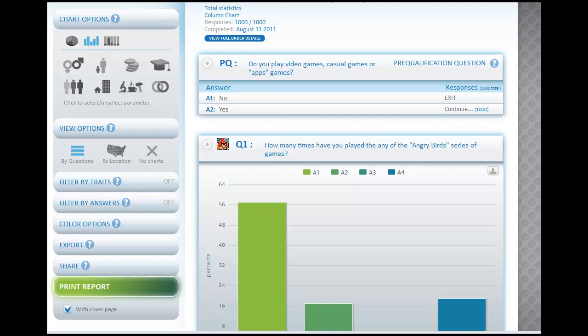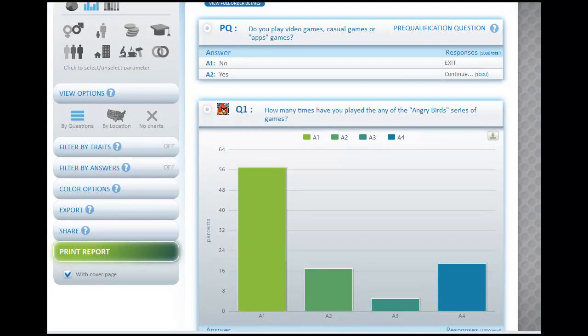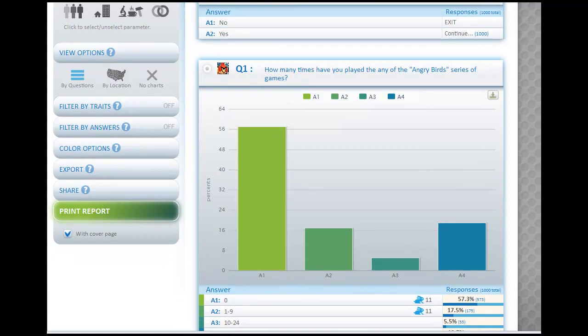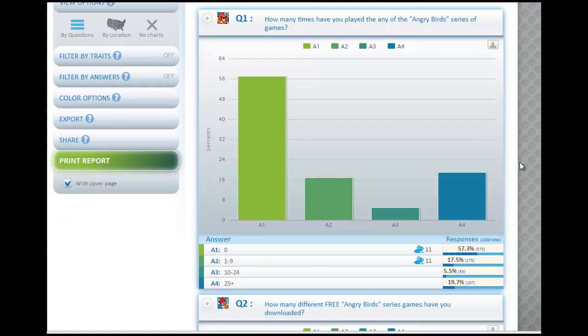For example, in this case we have the question, how many times have you played any of the Angry Birds series of games? The answer options are 0, selected by 57% of our respondents, 1 to 9, selected by 17% of our respondents, and so on. So you can see that this is the distribution of responses for this question.